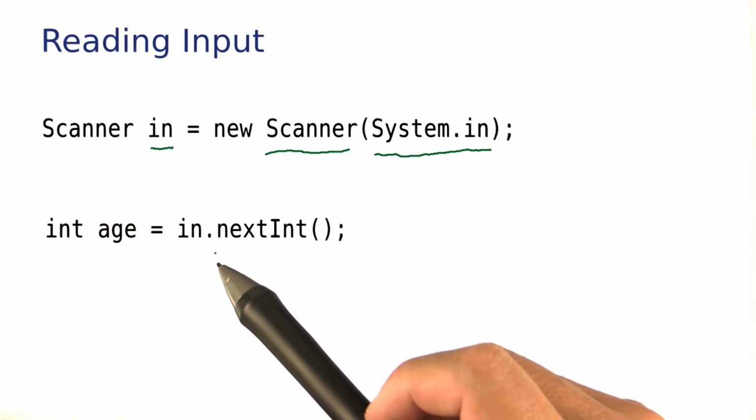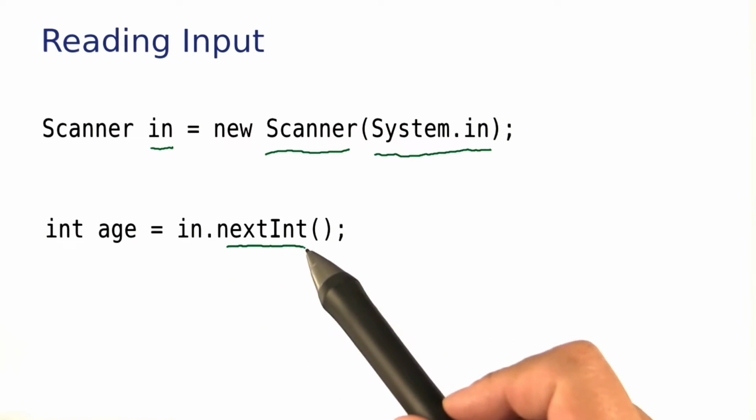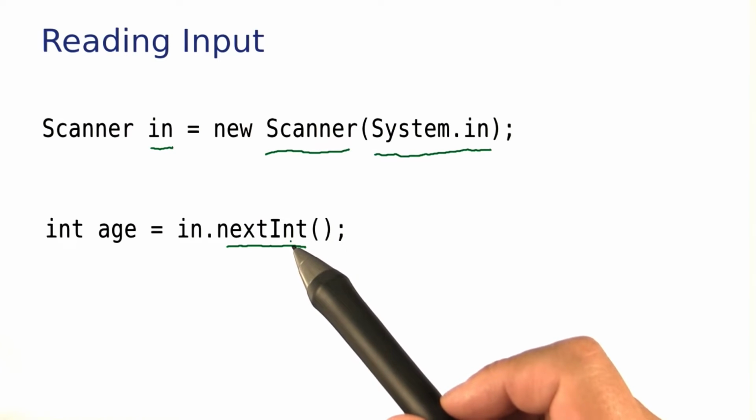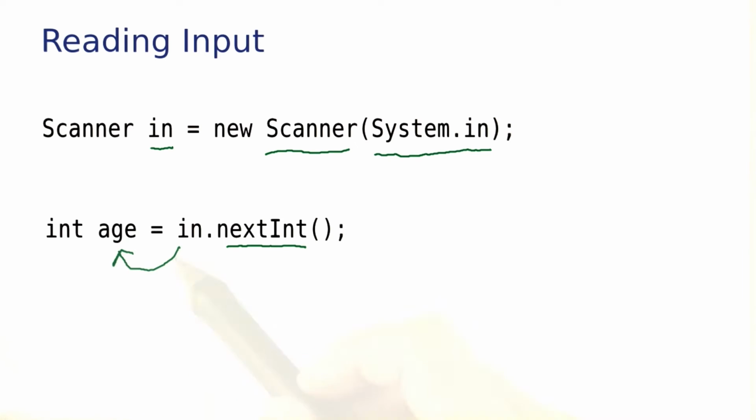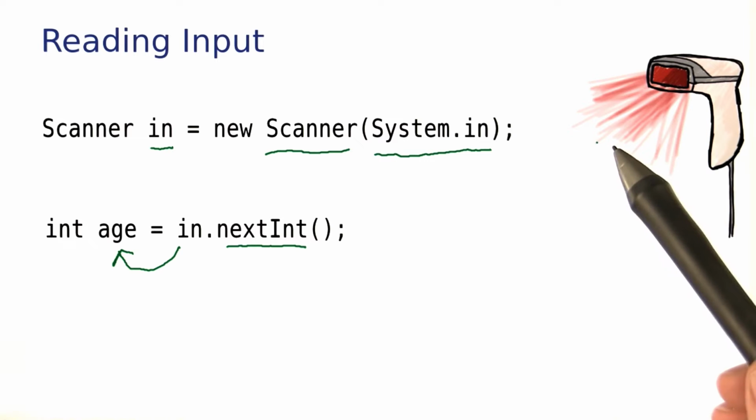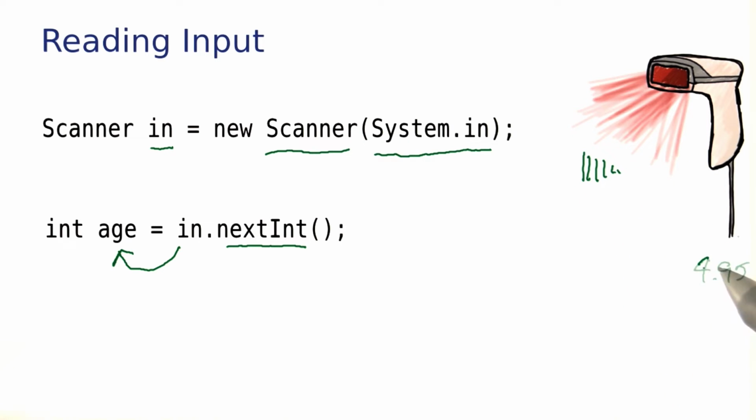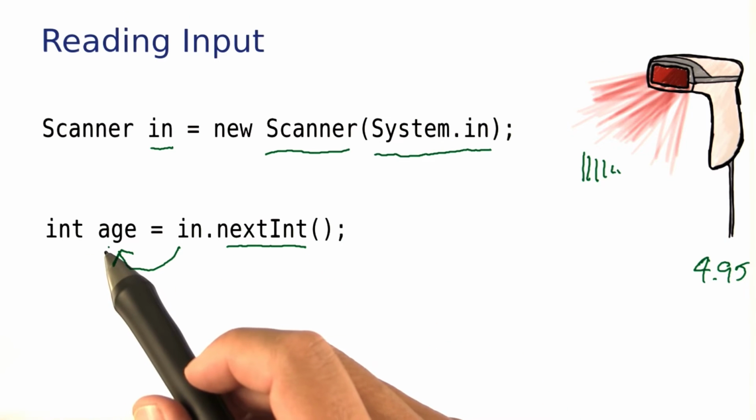Then when the time has come to read something, you call one of the methods of the Scanner class. Here I call the nextInt method. It reads an integer that the user types in and returns it, and here I'm saving that integer in the age variable. So you should think of a scanner kind of like a supermarket scanner, except the supermarket scanner of course reads a barcode, and our scanner here reads something from the user and also produces some number.